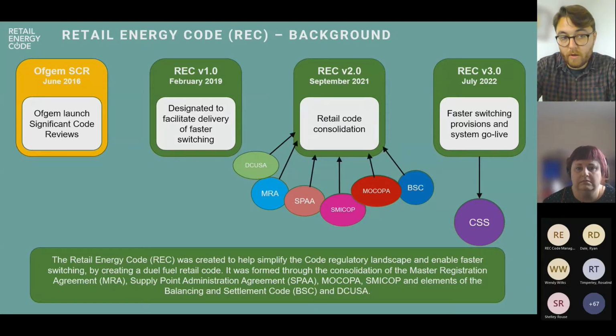We then move into Rec version 1, which launched in February 2019 and included the designations to facilitate the delivery of faster switching. Then, in September 2021, we had the introduction of Rec version 2, which launched the operational Rec as you know it today. Rec version 2 was formed from the consolidation of the MRA, SPA, MACOPA, SMECOP, and elements of the BSC and DCUSA. Finally, we have the last major milestone of the Rec implementation, which introduces faster switching provisions through the launch of the central switching service, associated schedules, and other Rec services, which will be covered in more detail later on in the presentation.